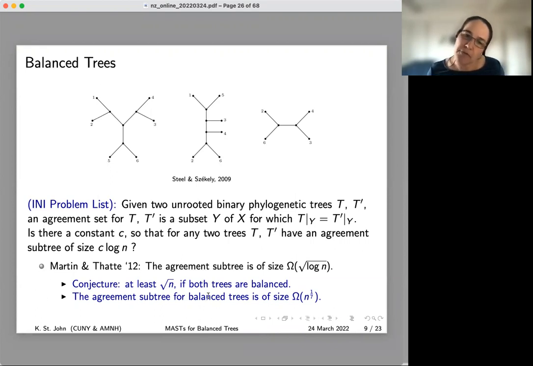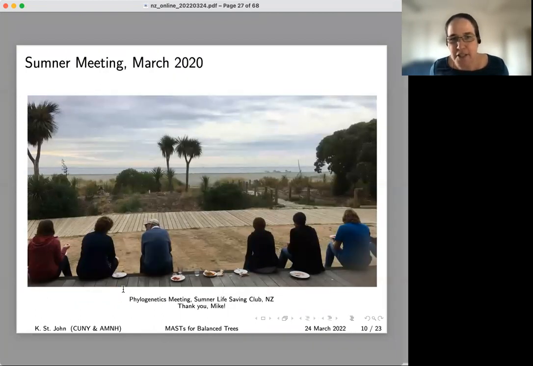We were convinced that the conjecture was true and that we probably could improve the bound. I should just say that we were convinced that it was true. And so this work continued.